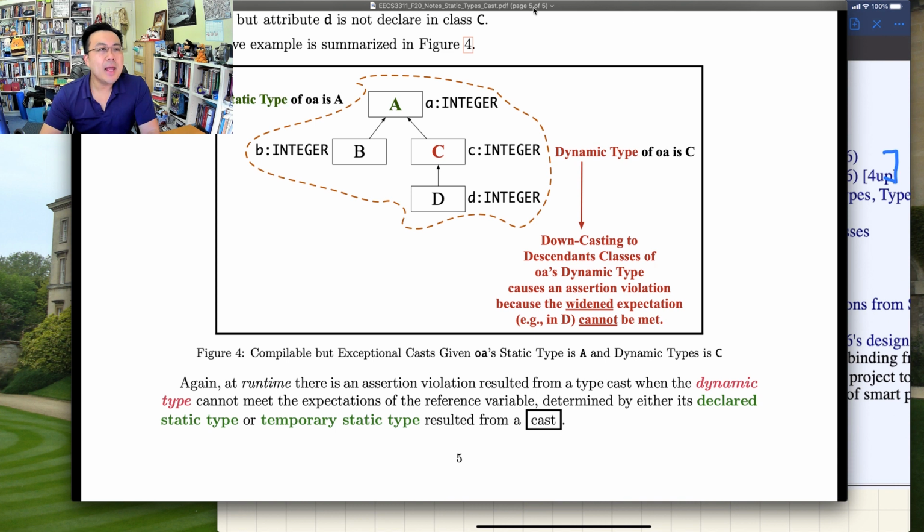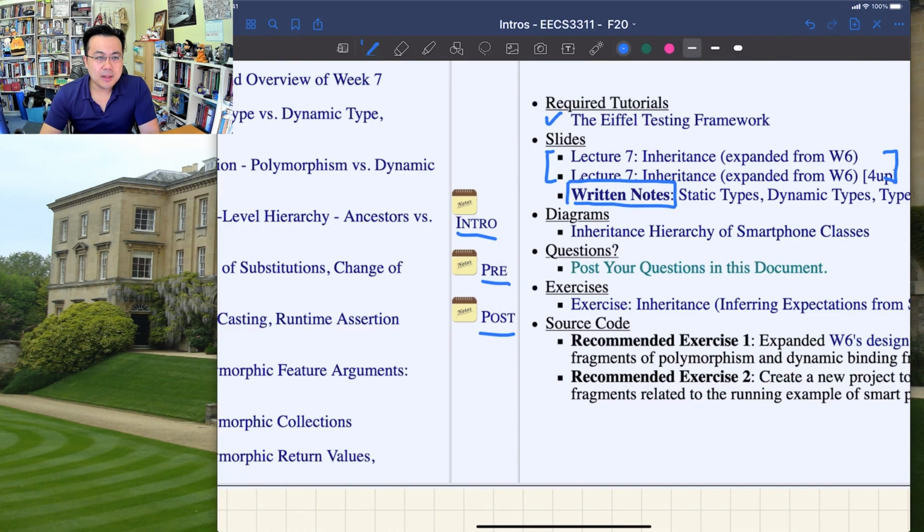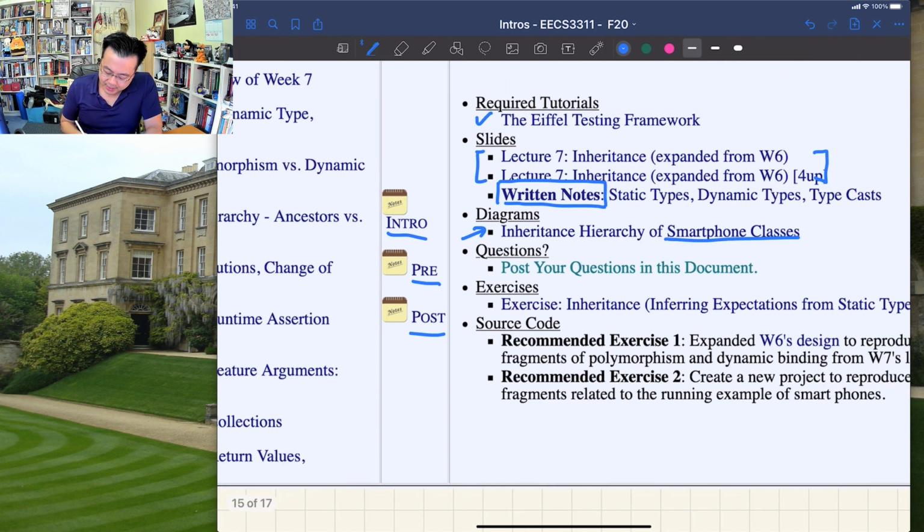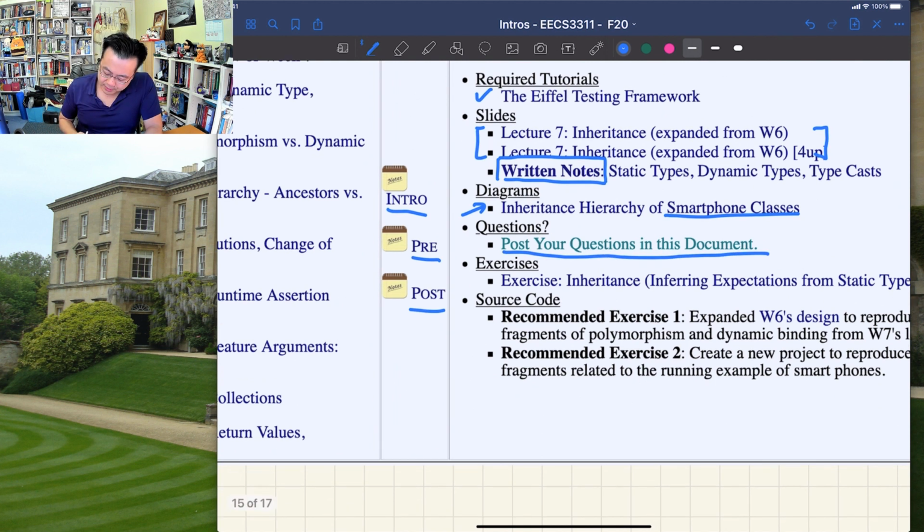Okay. So that's about the written notes, and let me go on. There will also be an inheritance hierarchy diagram, which I'm going to introduce this time, about smartphones. You can also get a zoom in version for this once you download it. And also, as usual, post your questions on the Google Doc to attend a Q&A.